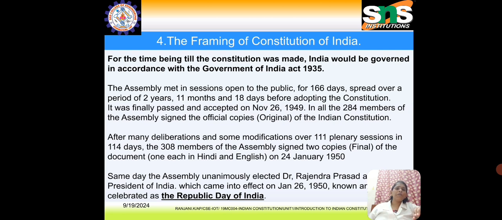it is open to the public. And finally the rules were passed and accepted on November 26th, 1949 by all the 284 members. They have signed the official copies. And Dr. Rajendra Prasad became the first president of India from January 26, 1950, and that day is said to be the Republic Day of India.